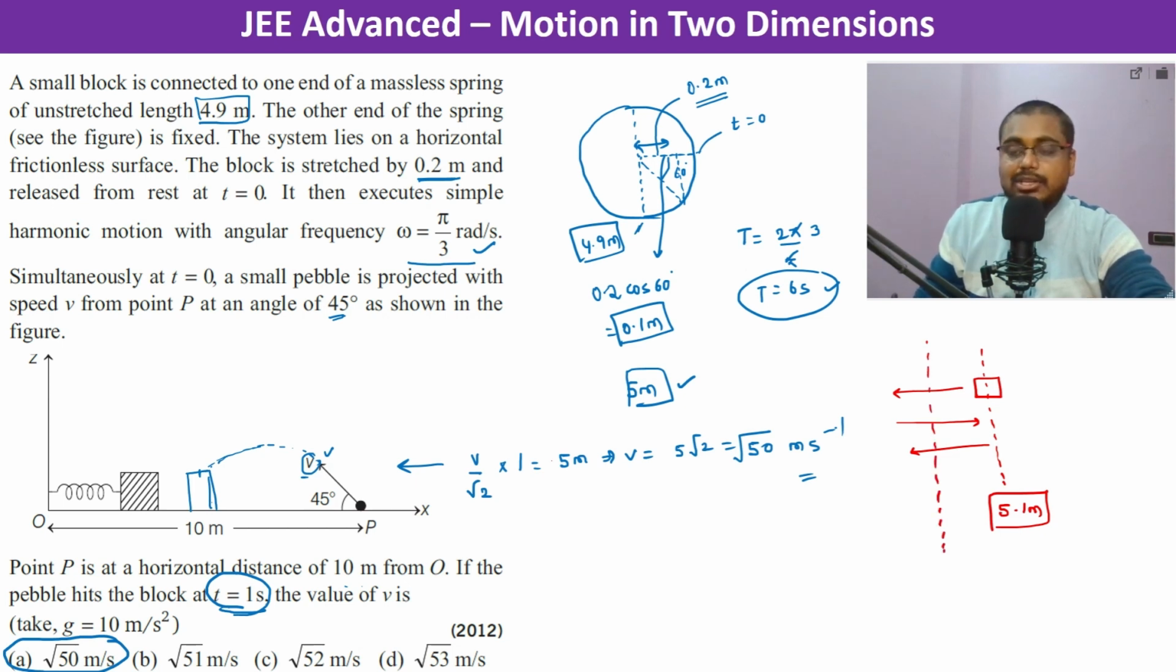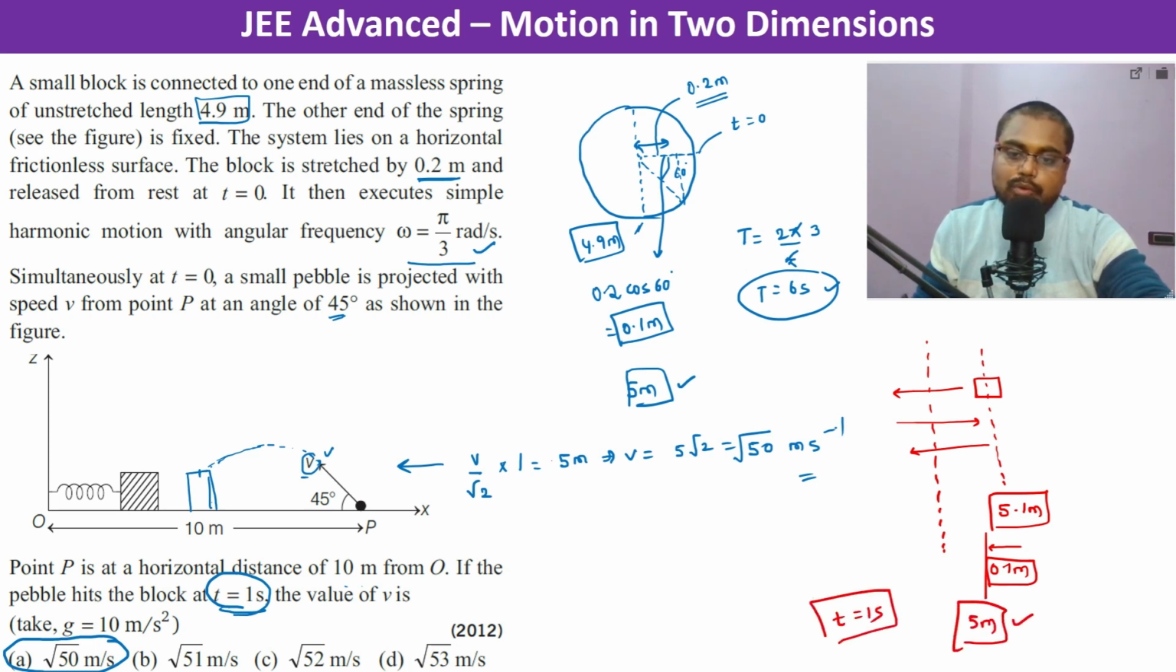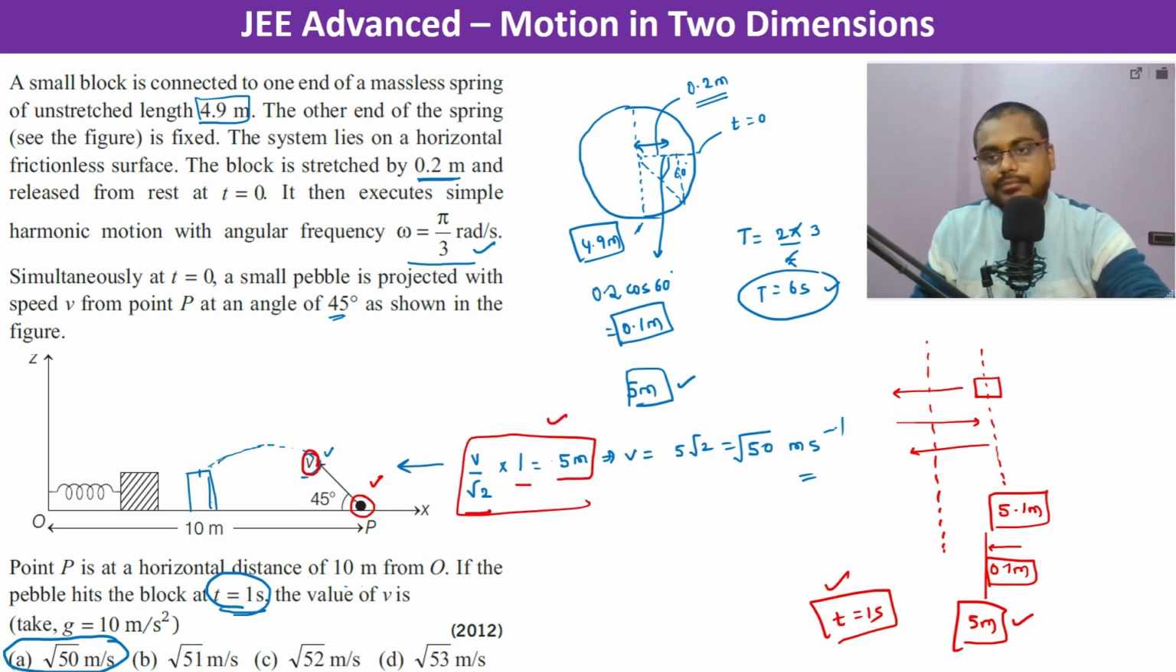Now at t equal to 1 second, where will this be? So this goes 0.1 meter inside. So therefore the block is at 5 meter at t equal to 1 second. Now this pebble is going to strike. So therefore the horizontal velocity of the pebble in this direction is v cos 45, that is v by root 2. So that is what we did: v by root 2 into time, and it has traveled 5 meters. So therefore we will get v.